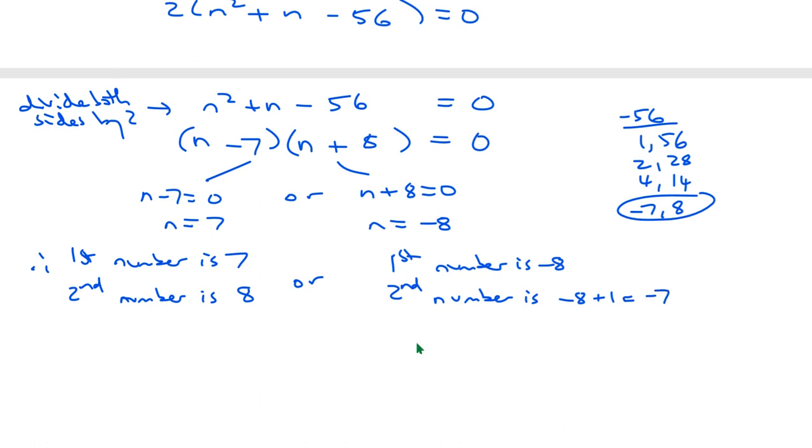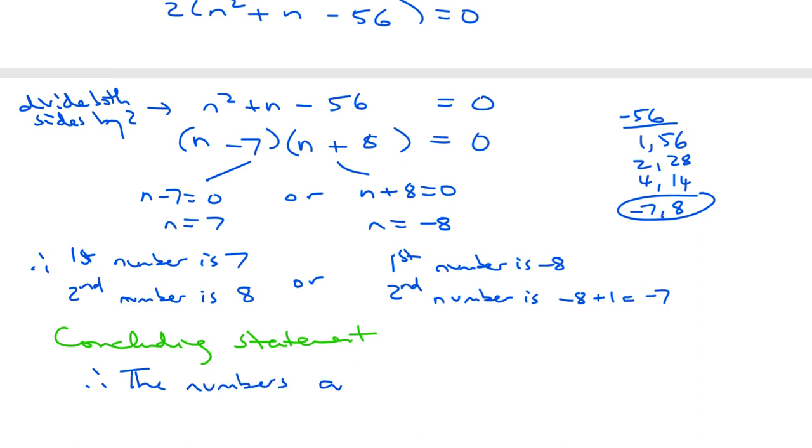So our final answer, so our concluding statement, is that we have to look at there's two sets of answers here. Therefore, the numbers are 7, 8, or negative 8, negative 7. Okay, two sets of answers.